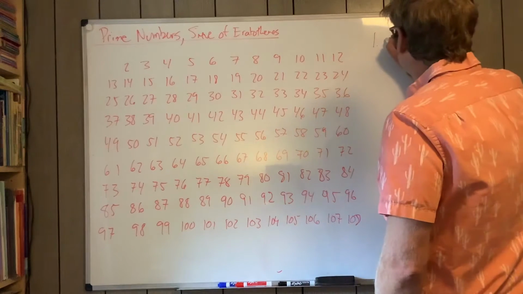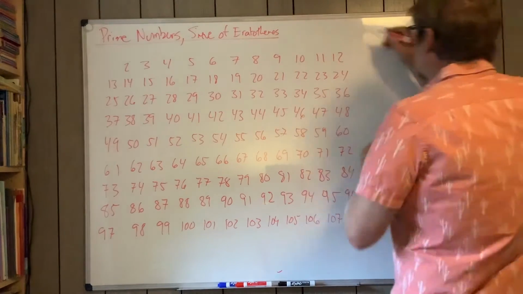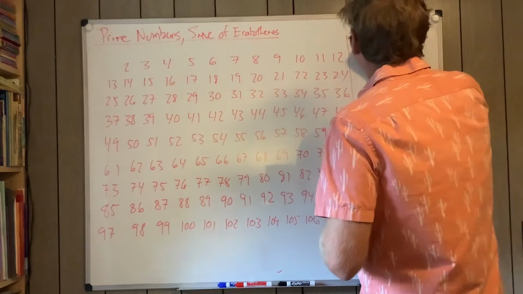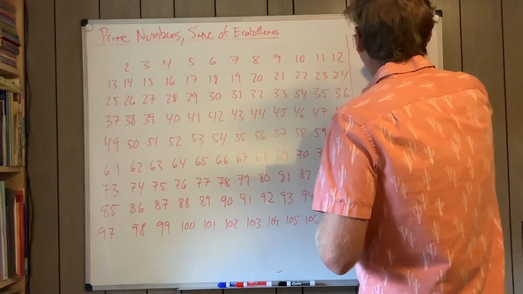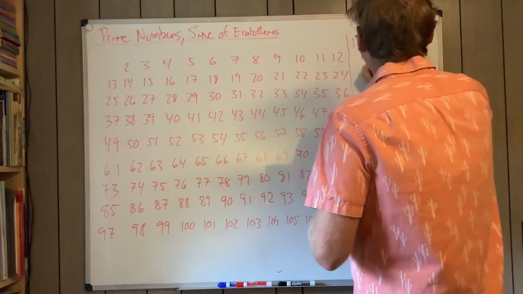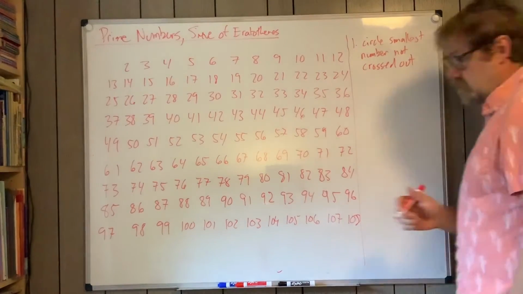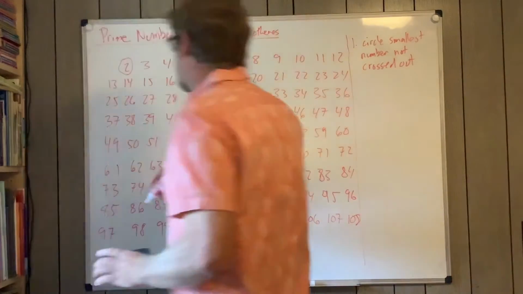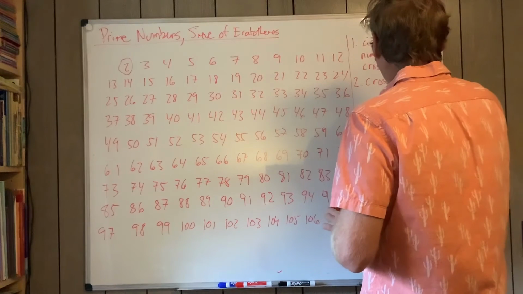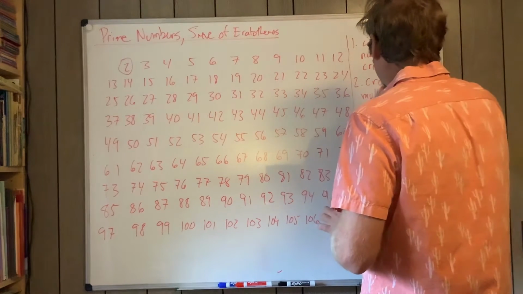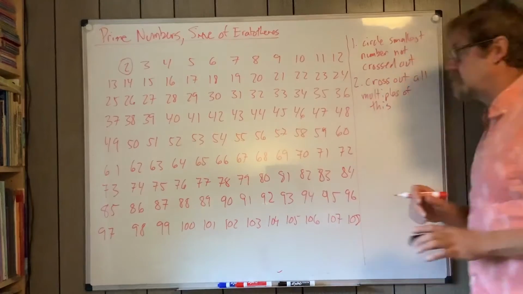So what we're going to do is I'm going to circle the smallest number. Sorry, I just don't have tons of room here. So the first step would be circle the smallest number not crossed out. Okay, so in this case, that's going to be 2. Then cross out all multiples of the number you just circled.